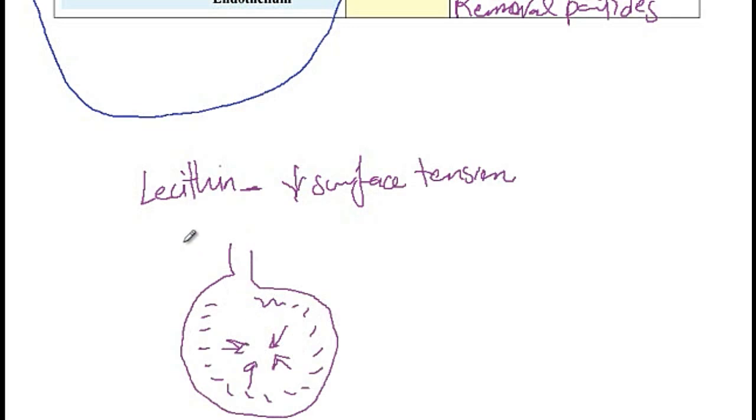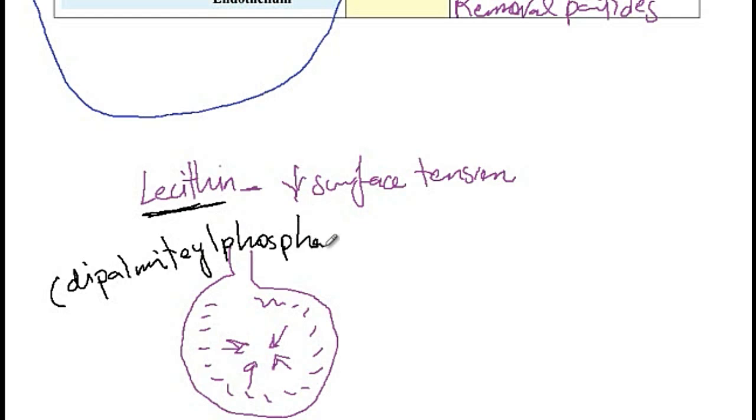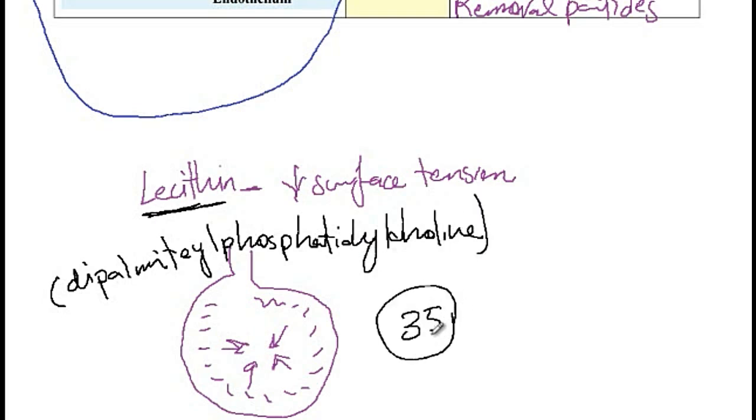And I would also like you to know that the most important component of the lecithin is dipalmitoylphosphatidylcholine. And it's at about 35 weeks of gestation that the fetal lung will be mature.